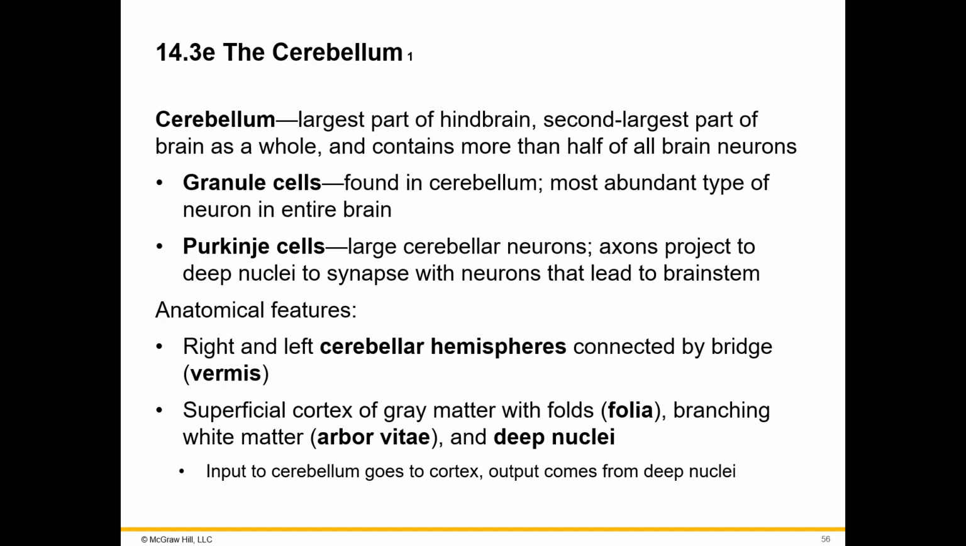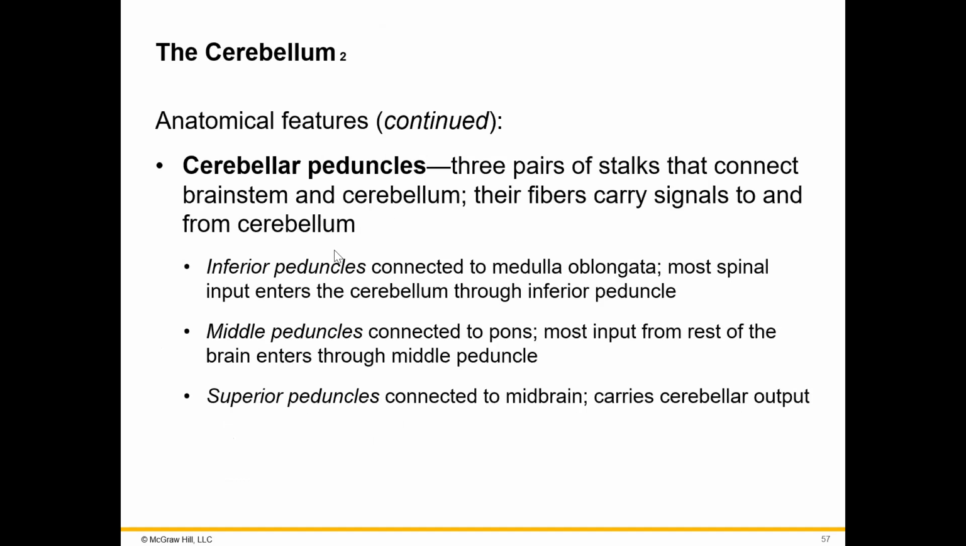That is between your left and right cerebral hemispheres. And in the middle, you have the right and left cerebellar hemispheres. These are connected by a bridge known as the vermis. Cerebellar peduncle. These are three pairs of stalks that connect the brainstem and the cerebellum. Their fibers carry signals to and from the cerebellum.